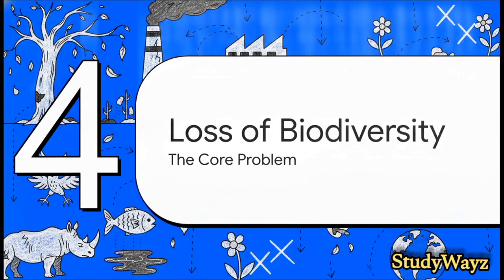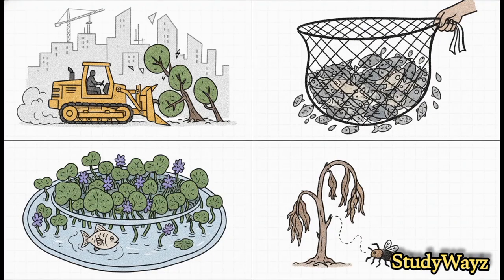Section 4. The loss of biodiversity. This is the core problem we're facing today. Unfortunately, despite knowing how incredibly important it is, we are witnessing a really tragic and rapid loss of species right now. Ecologists actually refer to the major causes of this destruction as the evil quartet, चार सबसे बड़े दुश्मन.